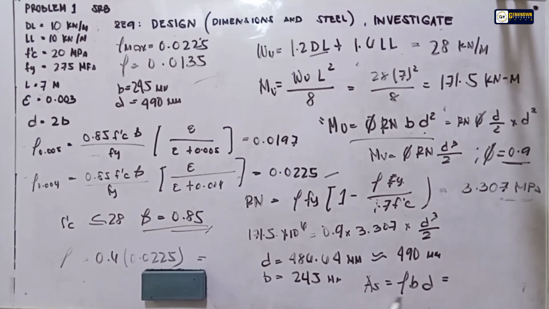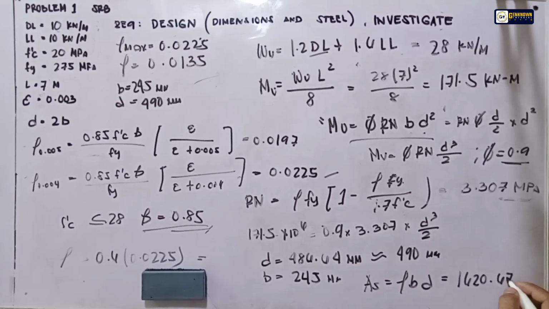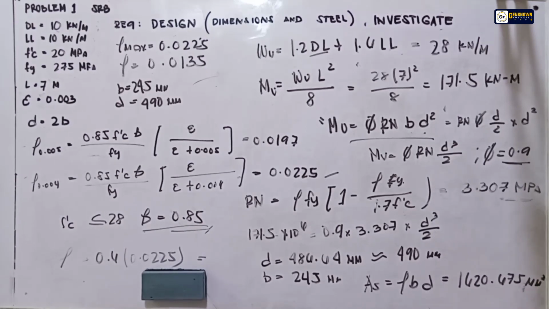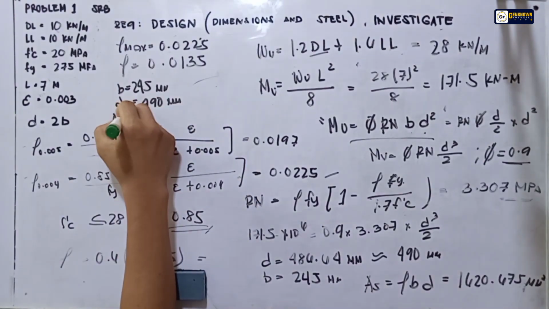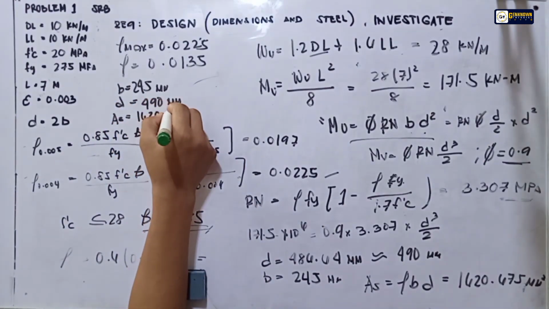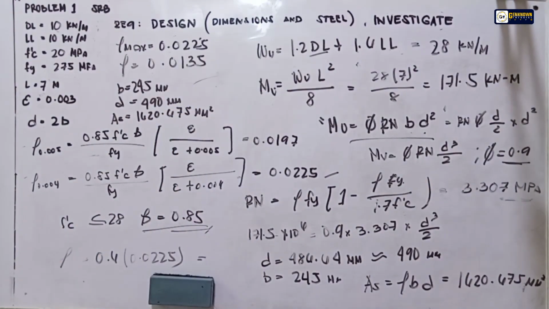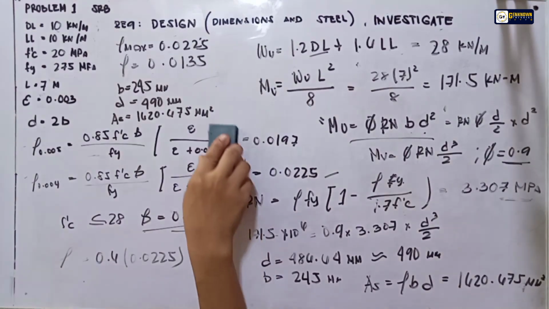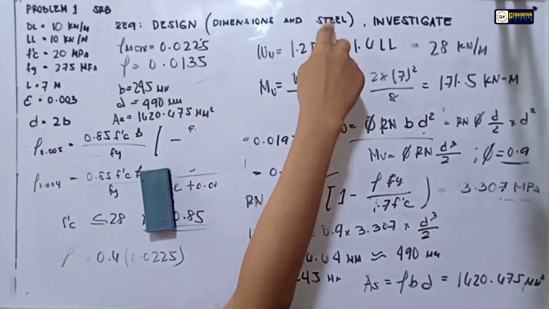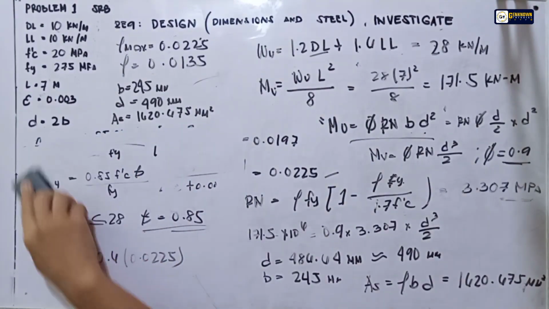So, As is simply rho, 0.0135 multiplied by b is equal to 245 times d natin is 490. That will give us 1,620.675 mm squared. So, As is equal to 1620.675 mm squared. Okay? So, ang next na solve natin, since we have the dimensions now, ay yung dami at kung anong size ng bakal.